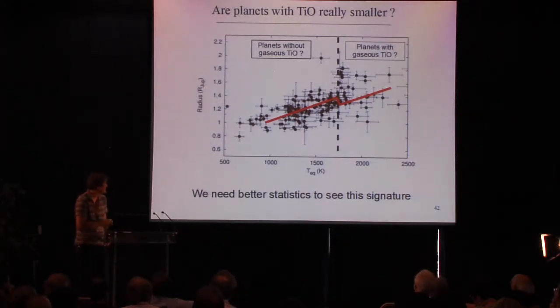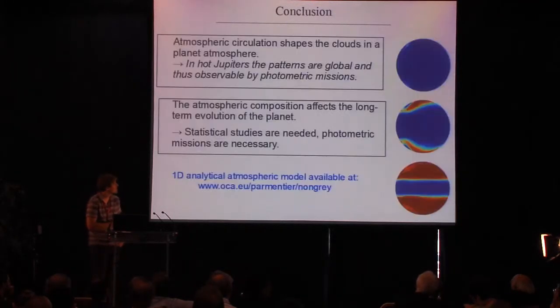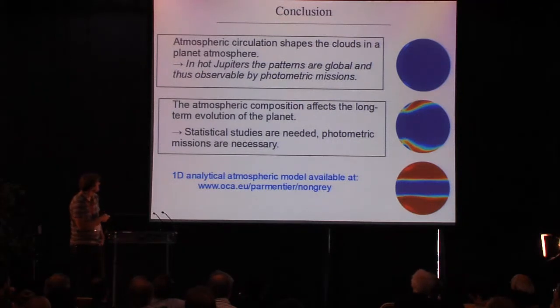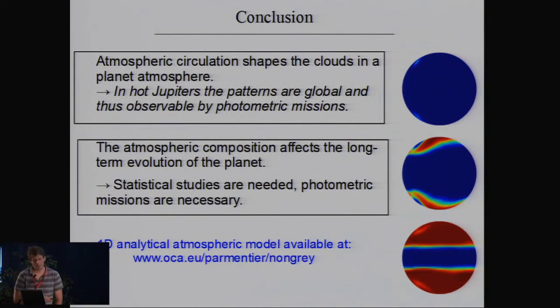But this was just to mention that with space photometry and with measuring radius, we might actually be able to constrain the composition of exoplanet atmospheres. So as a conclusion, we saw that the atmospheric circulation should shape the clouds in planet atmospheres, and in particular in hot Jupiters. We are lucky because the circulation patterns are global and thus may be observable by photometric missions. The second point is that atmospheric composition can affect the long-term evolution of the planet, and statistical studies are needed with a large sample of planets measured with good precision.